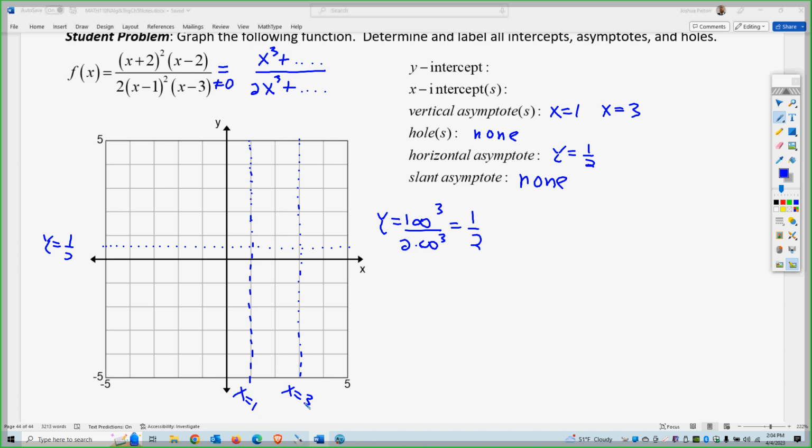Okay, let's see. So the y-intercept is when I plug in 0 for x, right? So y equals 0 plus 2 squared, 0 minus 2, and then 0 minus 1 squared. I'm going to put the 2 in front, I forgot that. And then 0 minus 3.